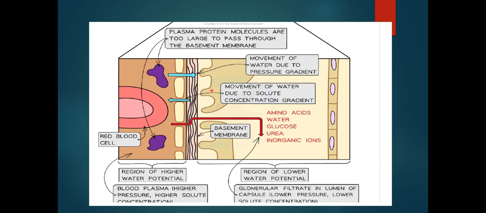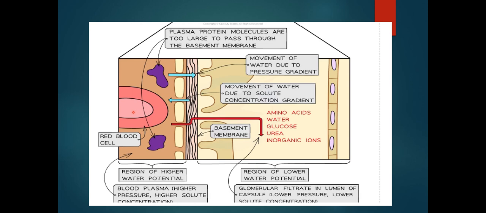So it passes through the basement membrane, and this basement membrane does not let everything filter out. It only lets small substances filter out. For example, amino acids, glucose, urea, and inorganic ions, and water. So when these substances, except for water, reach here, it causes the water potential to decrease inside the Bowman's capsule. And when the water potential decreases inside the Bowman's capsule, the water from the glomerulus also comes into the Bowman's capsule because there's a high water potential inside the glomerulus.